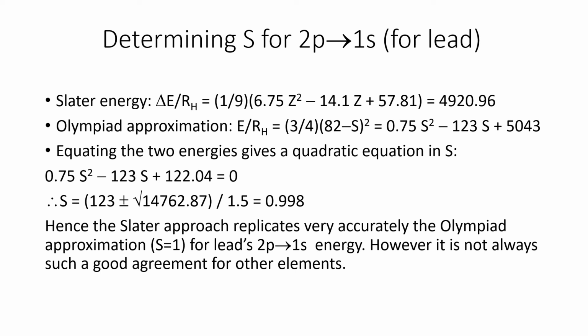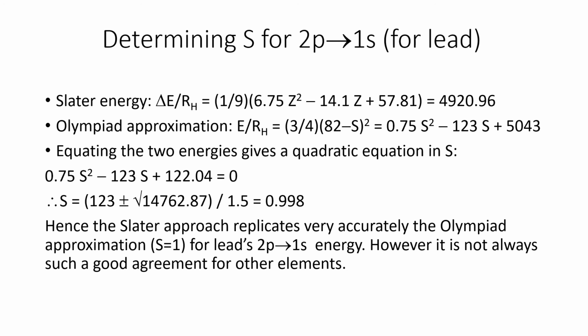And so then what we're doing is setting this equal to the expression from the question, where we've dropped in 82 for the Z. We now set these two equal to each other, so we're going to equate the Olympiad approximation from that question, just in terms of S, to the Slater energy we worked out. And so now we have an equation in which there's only one unknown, S, and it's a quadratic in S.